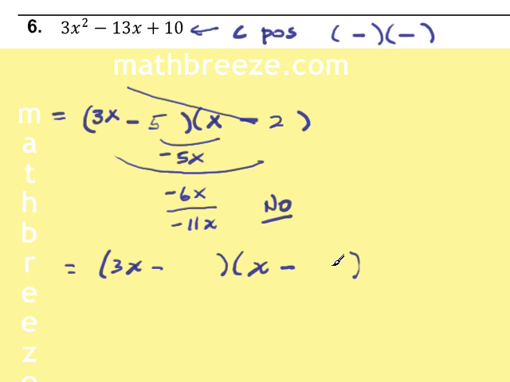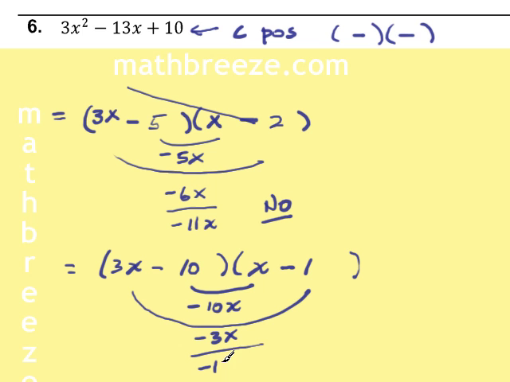If I put a 10 here, the product of 10 times 3 is 30. It looks a little big, so I'm going to put the 10 here and the 1 here. And check the middle term. And we do get negative 13x. So that's it. This is the correct factorization.